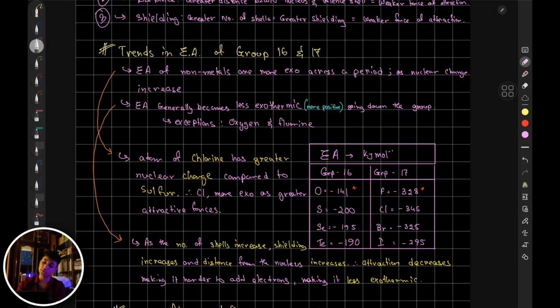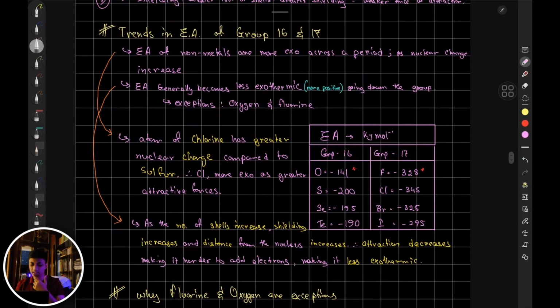Okay, electron affinity of non-metals is more exothermic across a period as the nuclear charge increases. So if you go from the left side to the right side, it's going to be more exothermic. Granted, you're in the same period or the same row, because if you're moving from the left side to the right side, the number of protons is increasing, so the nuclear charge is increasing. But the shielding does not increase since the number of shells is still the same.